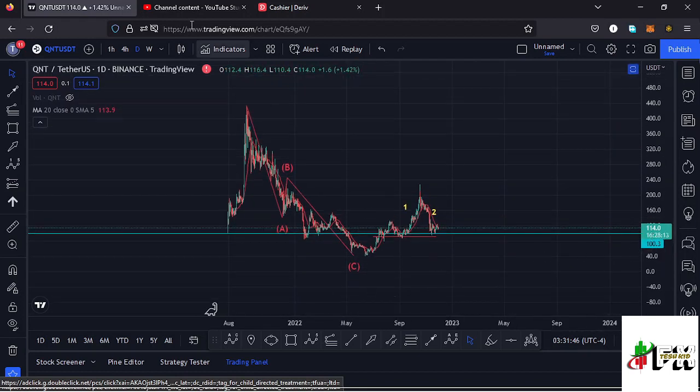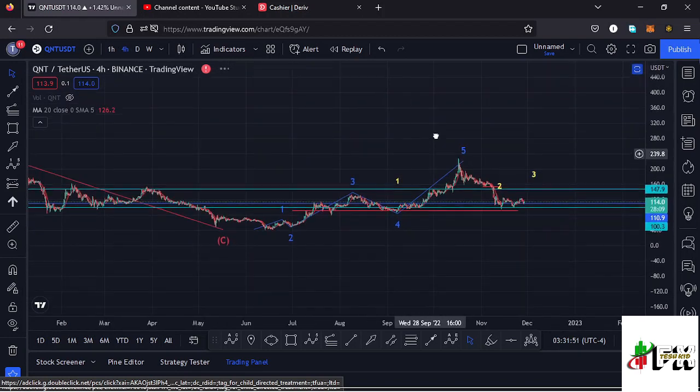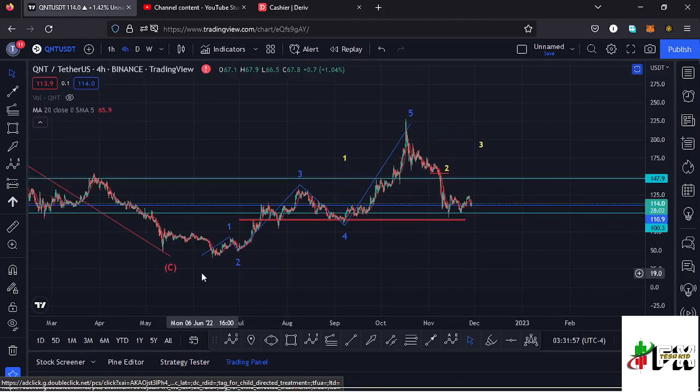After making that low down there, we have been seeing a very nice bounce to the upper side, which has been obeying the Elliott wave structures. Jumping to the 4 hour chart so that you can see those Elliott wave structures, you can see we had the formation of a first wave, then a wave 2, a wave 3, a wave 4, and then continued pushing higher in a wave 5, making our peak at around the $229 mark.